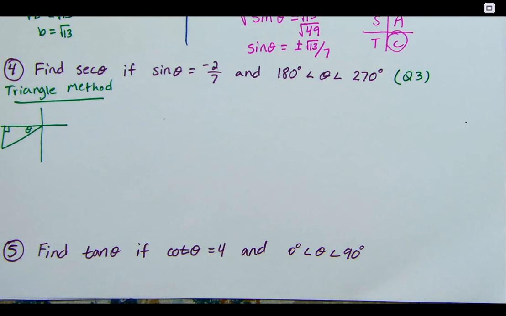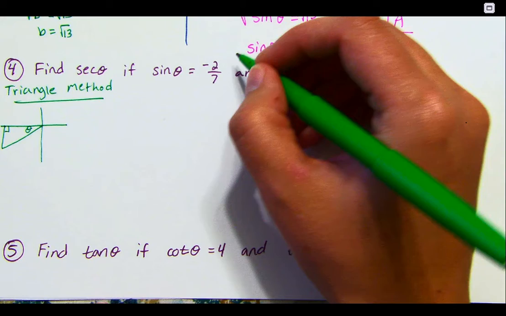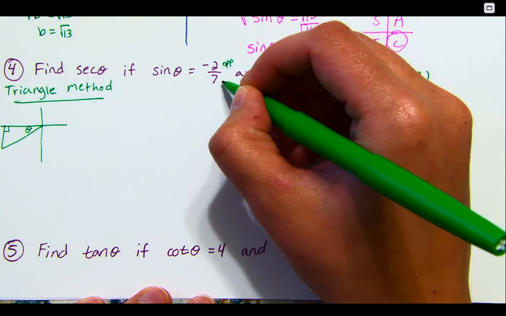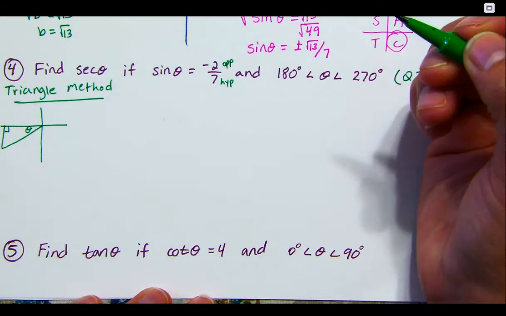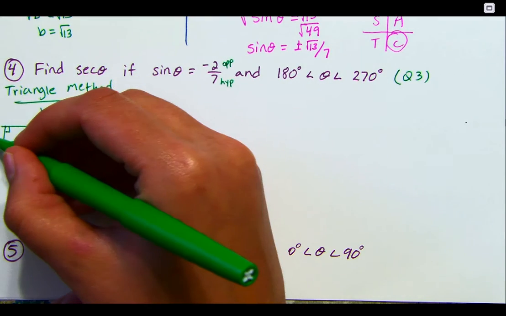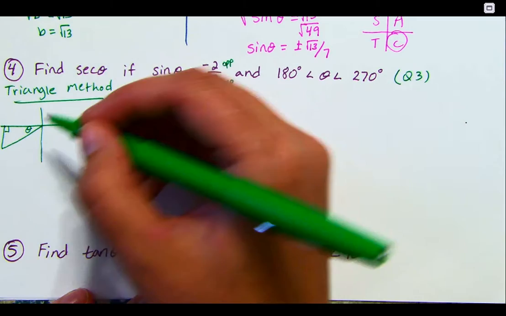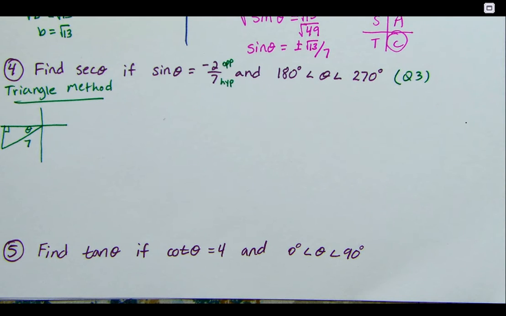All right, so we are given sine. So sine is opposite over hypotenuse. So opposite is -2 and hypotenuse is 7. All right, so again, I'm going to start by finding that missing side.